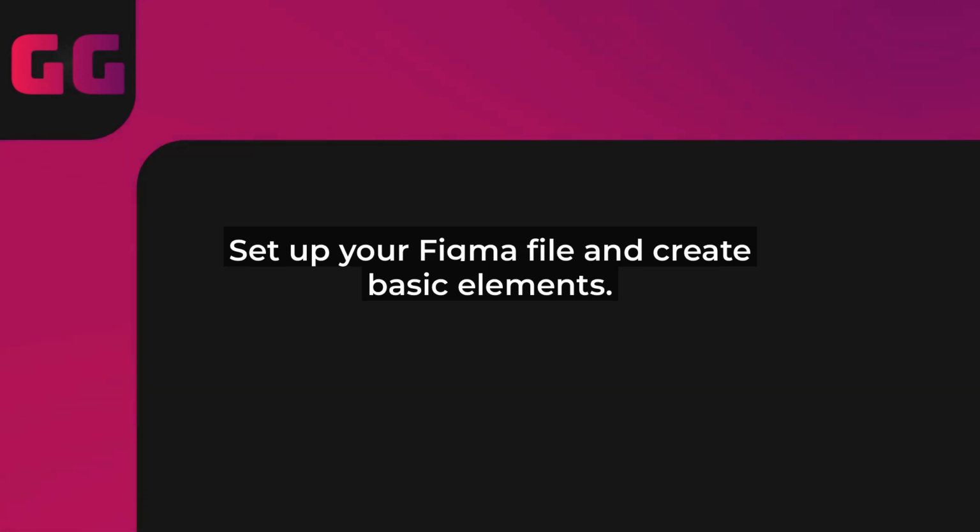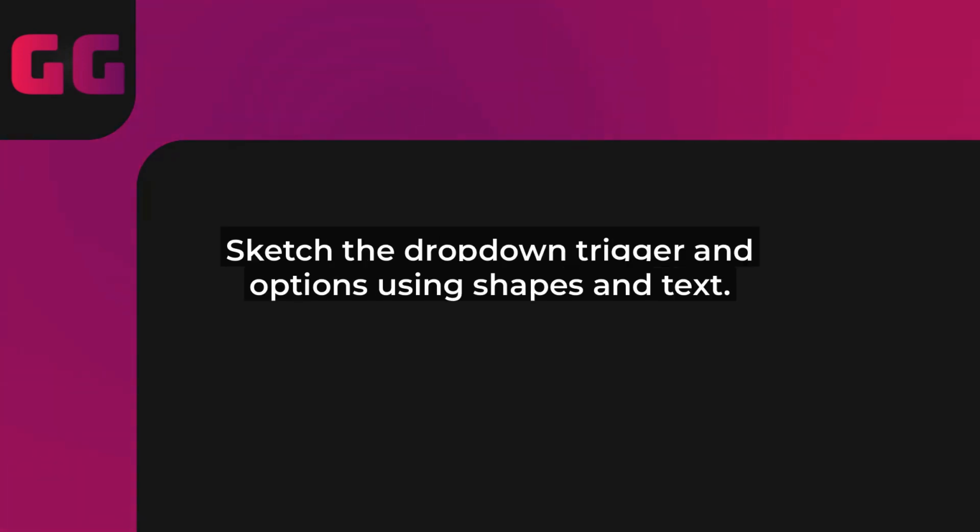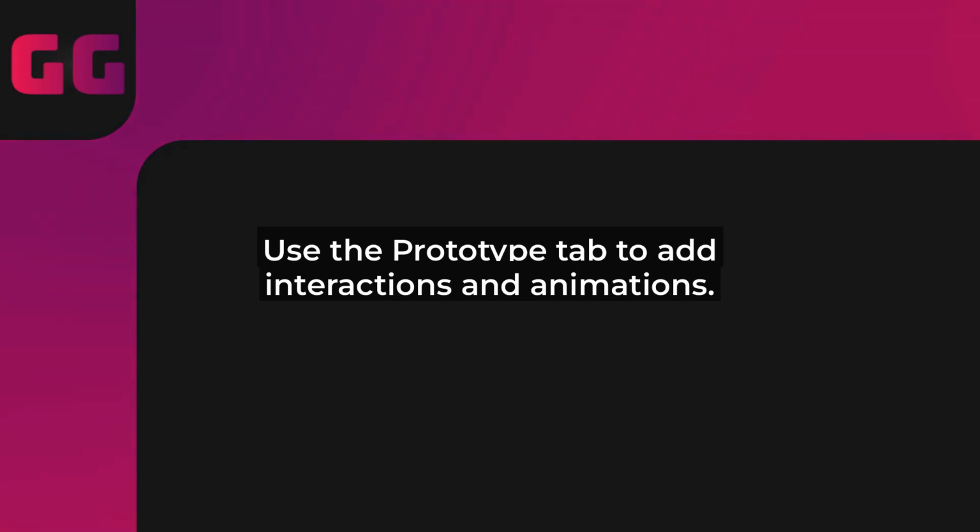Start by opening a new Figma file and creating a frame for your design. This will be your canvas. Now, sketch out the basic dropdown elements. Think of a button or list that users can click to expand options. Use Figma's shape tools to draw a rectangle for the dropdown trigger and add text for labels. Don't forget to organize your layers. Name them clearly to keep things tidy.